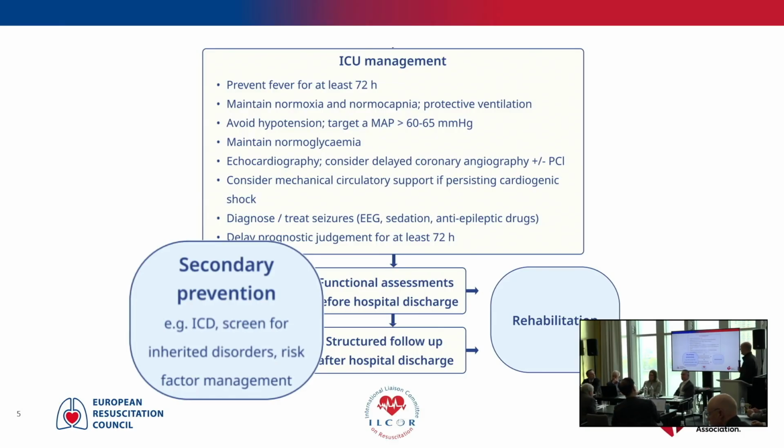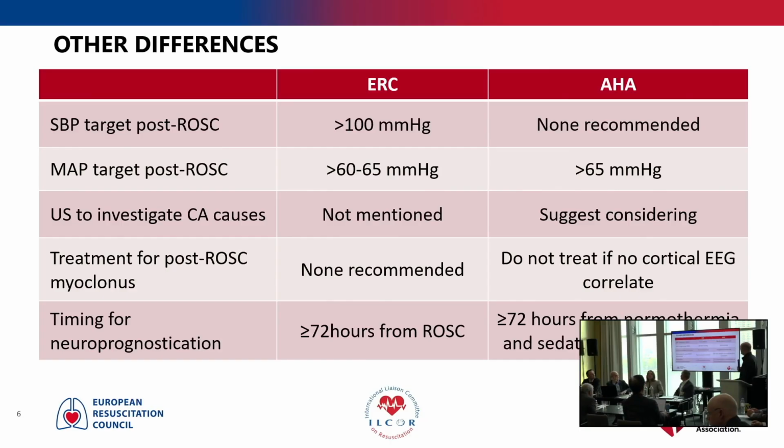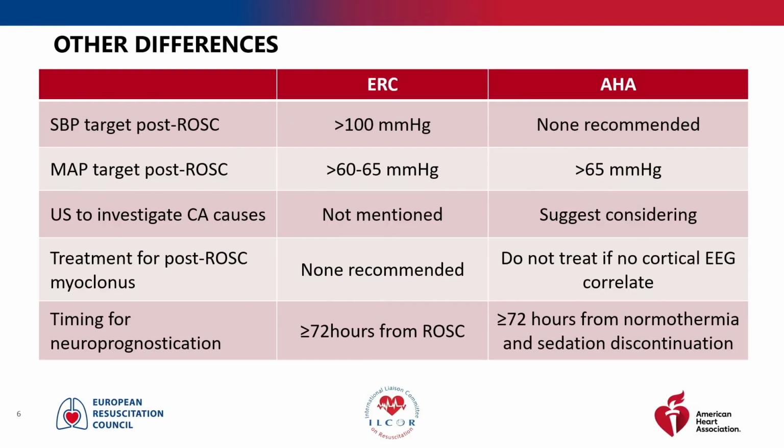Great, thank you. All right, let's move on to some other key topics. Let's talk about blood pressure management. So again, a couple recommendations around blood pressure management within the guidelines and updated based on new science in this area. Marcus, maybe we'll start with you on the ERC side, but in terms of systolic blood pressure management greater than 100 millimeters of mercury, which wasn't recommended on the AHA side, and then a post-ROSC MAP of around 60 to 65. Maybe you could just discuss some of the evidence and discussion around those recommendations.